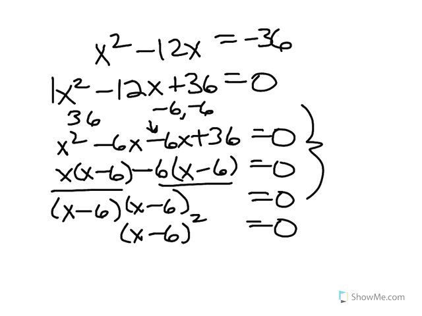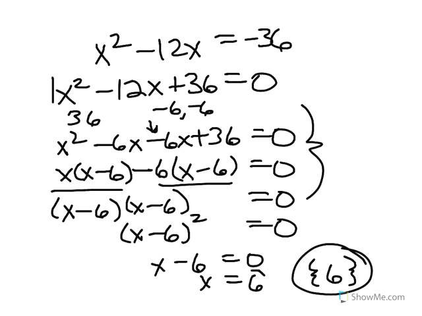Now, squares have repeated factors. That's why we call them squares. So in this case, either x minus 6 is 0 or x minus 6 is 0. Now, that means that x would be 6. And your solution set would be a lonely one, but still an acceptable way to present your answer.